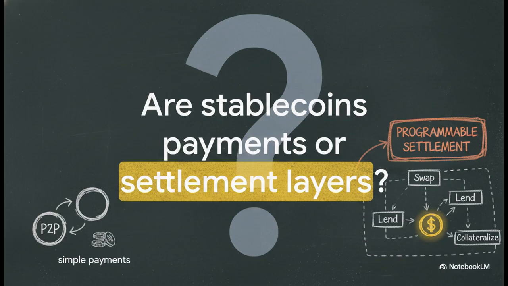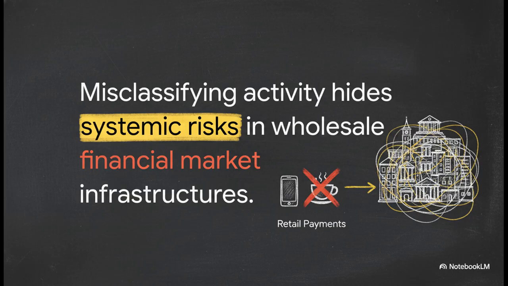But here is our core research question. Are we actually looking at simple peer-to-peer payments, or are we looking at complex, programmable settlement layers? Because if we just treat these tokens as digital cash, we might be completely distorting our understanding of the economic reality. In the world of programmable blockchains, financial operations, things like swapping, lending, putting up collateral, they are all bundled together. And this matters immensely, because if policymakers and standard-setting bodies misunderstand how these networks actually function, they are going to miss massive systemic risks that are just hiding in plain sight.